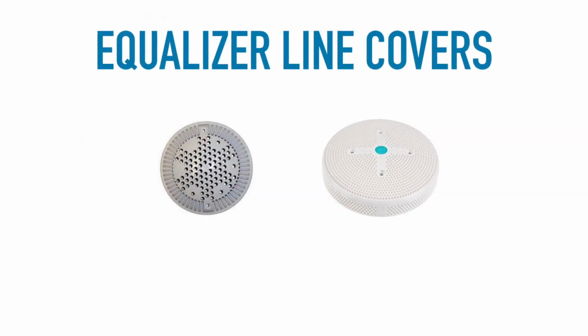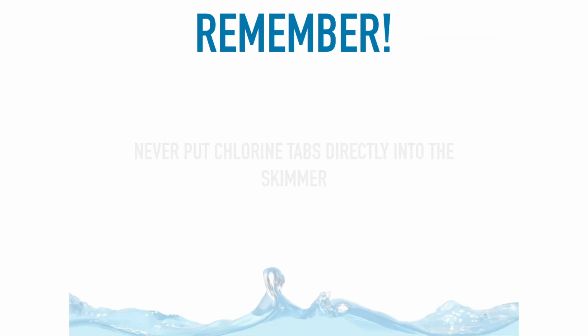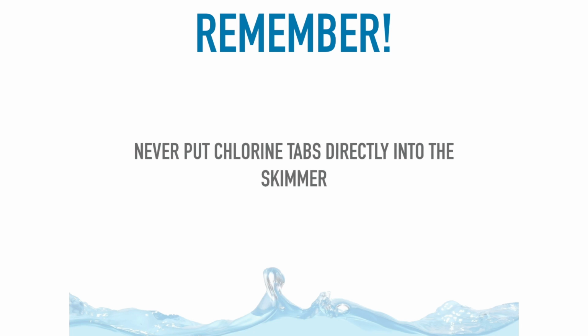Now, real quick before we move forward about something else with the skimmers, we do have our equalizer line cover examples here. This is what they're going to look like. Again, like I said, these are required on our skimmers, so make sure that you've got those on those equalizer lines. Now, jumping back over to our skimmers, remember, never put chlorine tabs directly into the skimmer basket itself.